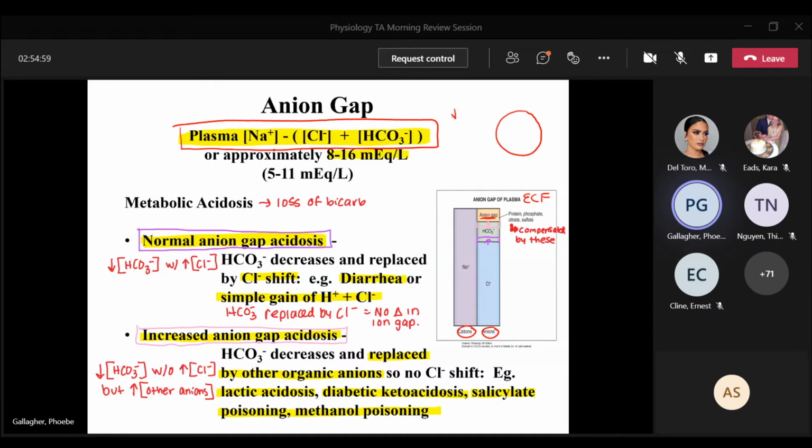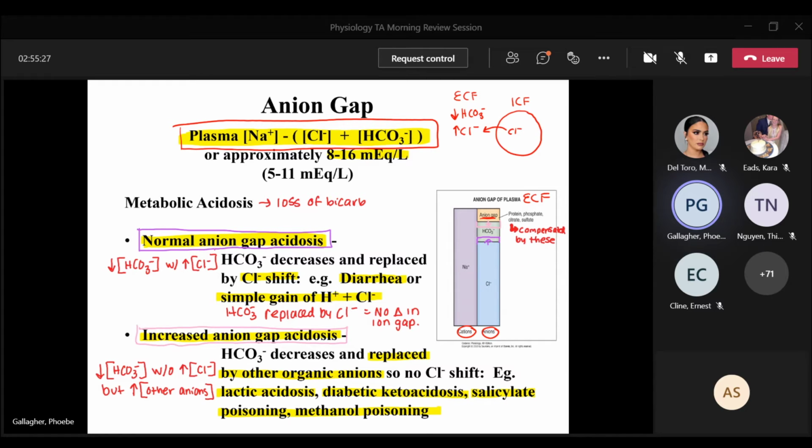So if bicarb decreases in the ECF, so this is your ECF and this is your ICF, it's going to need to get more chloride from the ICF and move it out to the ECF to help minimize this change in the charge between the two compartments. So that's what the chloride shift is, and that's the purpose of the chloride shift.